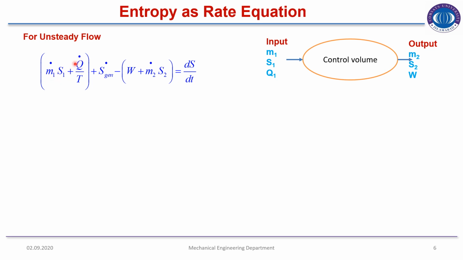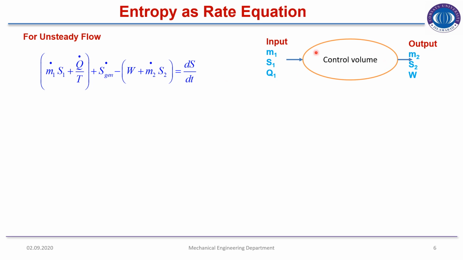And here we have Q dot by T. Q dot is kilowatt per Kelvin. So m dot s also has the unit of kilowatt per Kelvin, or kilojoule per second Kelvin. Here S dot gen also represents the rate of entropy that is generated, minus W, because that minus is due to these terms exiting. So m1 is the mass at the inlet, s1 is the entropy at the inlet, plus Q. Q is the heat supplied to the system.